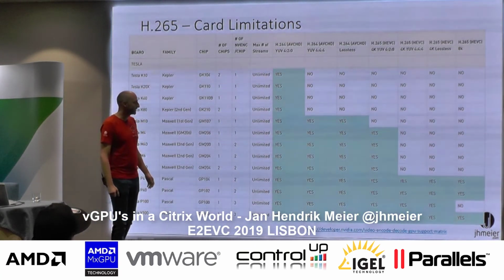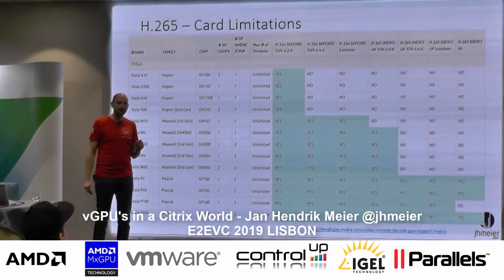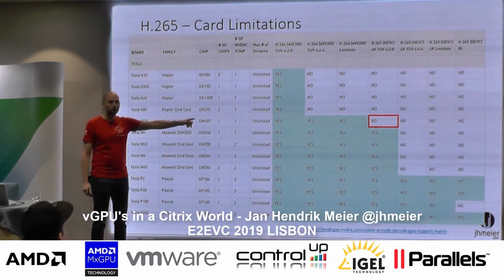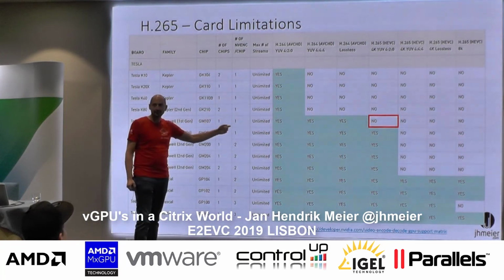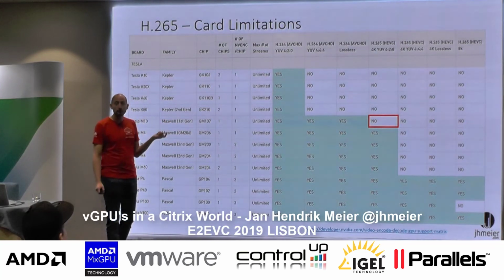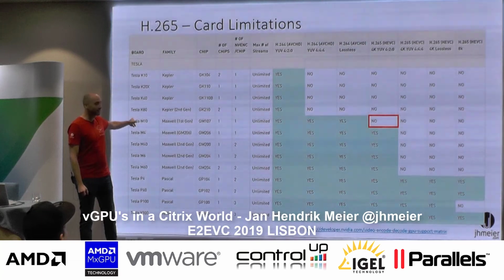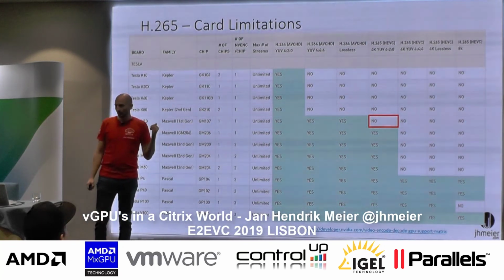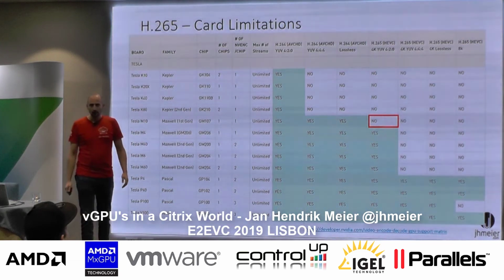And again, the card limitations: if we look at H.265 and the M10, which is often used in XenServer environments, it doesn't support any H.265. So even that, you need to consider. Is H.265 an option you need for some use cases? Then you can't use the old M10 card. The M10 is still really valid and NVIDIA supports it.